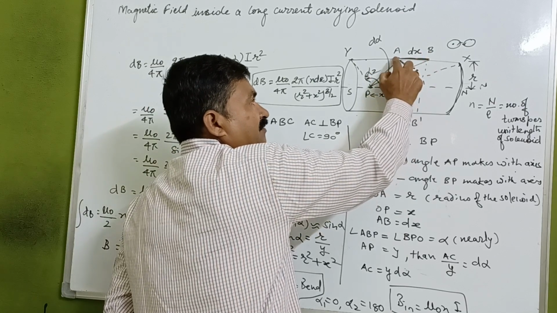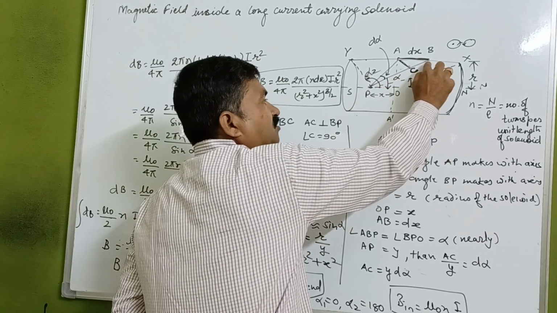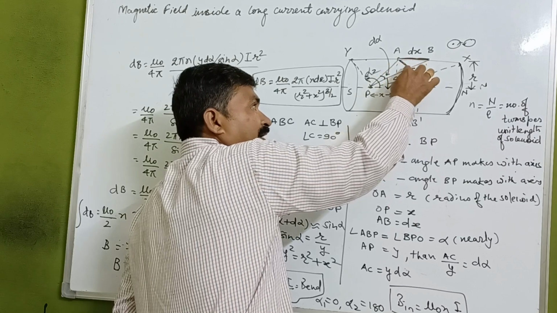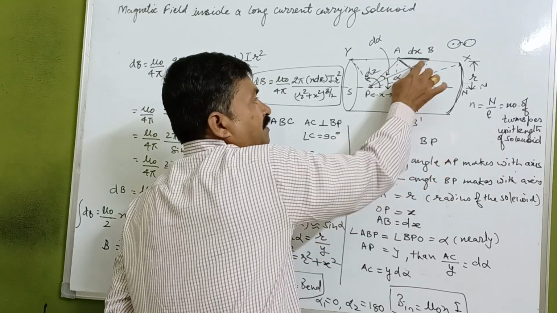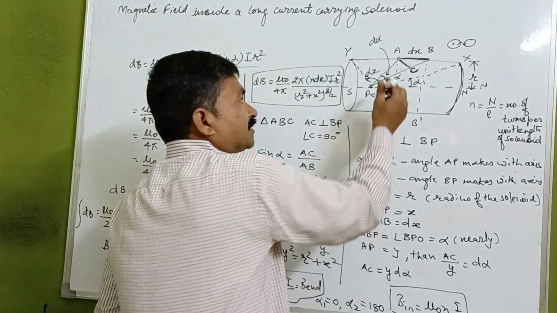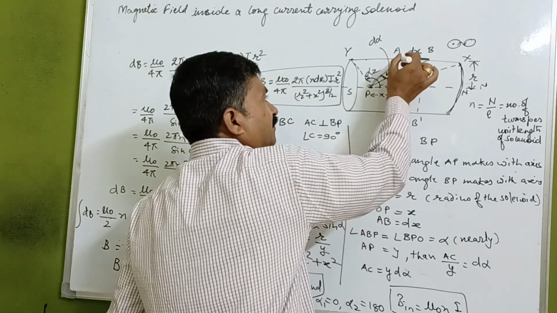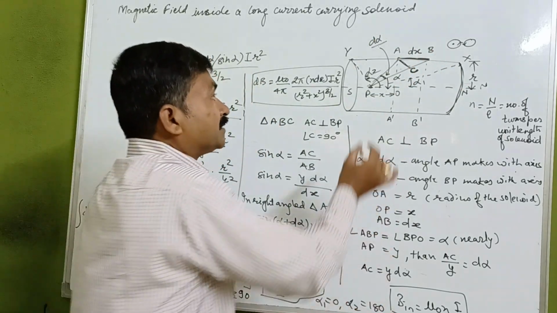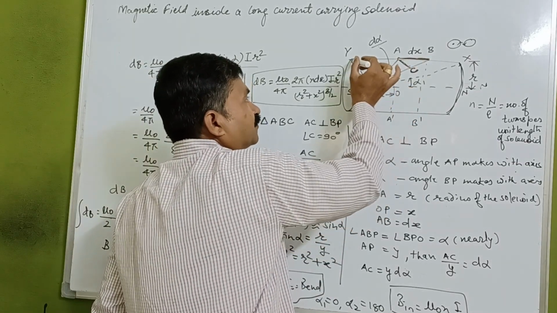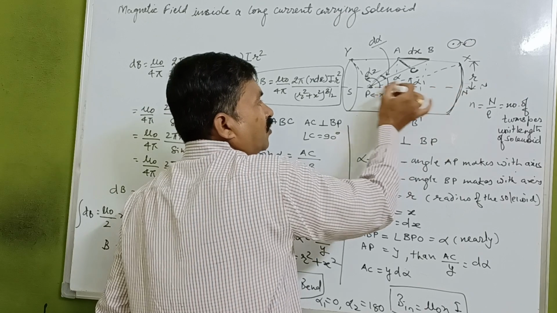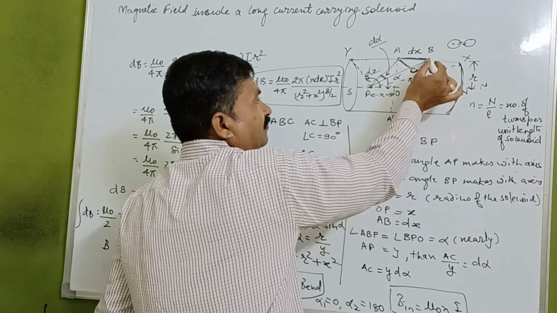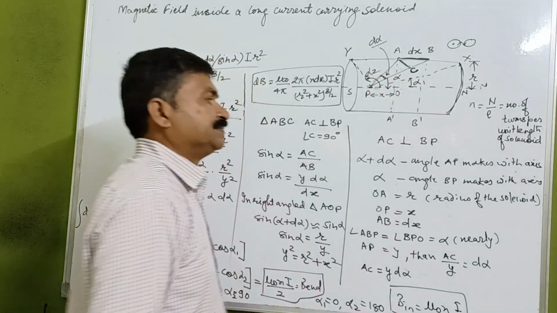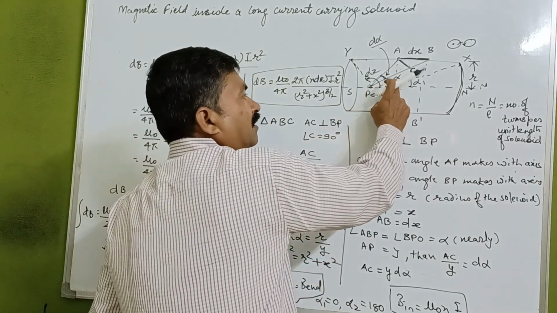Now we have connected A to P, and we also joined P to B. So we have a triangle, but from A we have a perpendicular AC on BP. Here we have taken a very small angle, BPA, that is d alpha. Similarly we have taken another angle YPO, this is alpha 2, and another angle BPO, that is alpha.